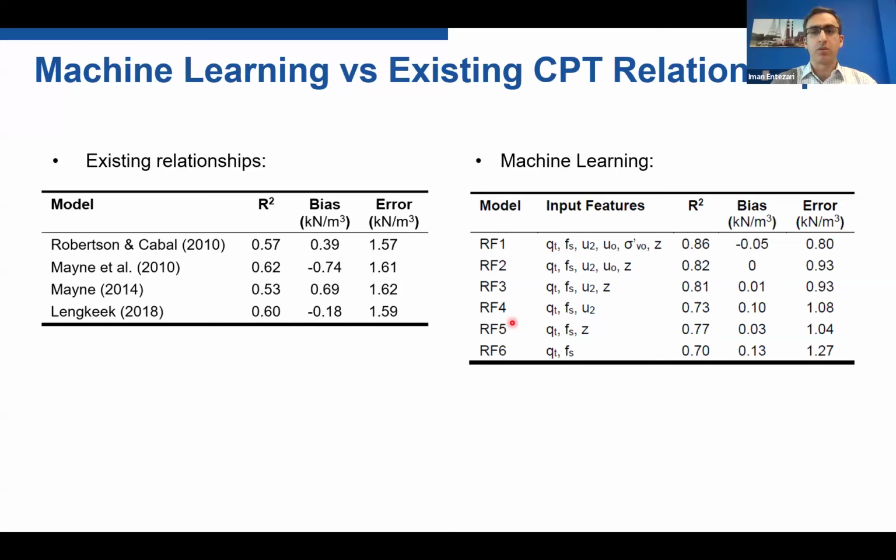So the machine learning model overall performed better, even the model with just the basic CPT parameters that we always have had higher R-squared, 0.81 compared to say 0.60 for those existing relationships, and then lower bias and error overall. Does that answer the question?